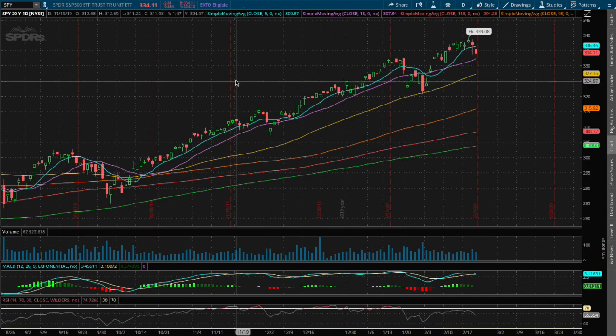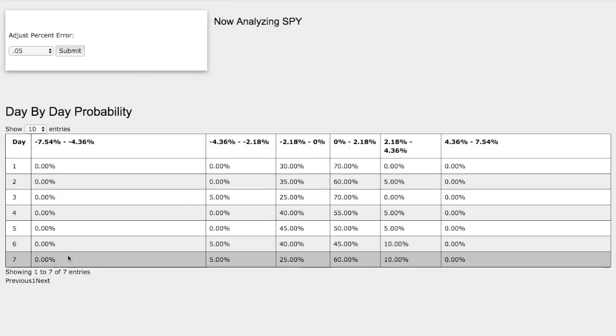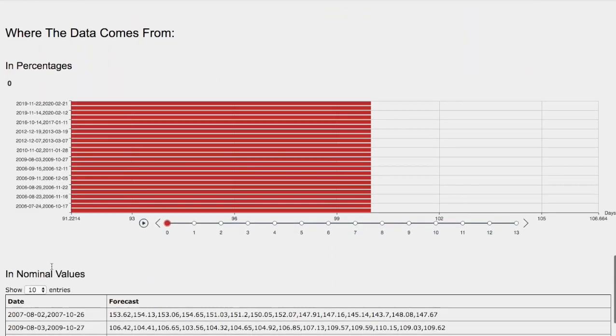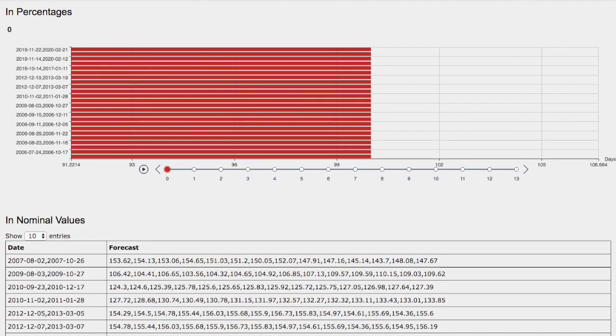of years, we'll be going over the S&P 500, ETF ticker symbol SPY. In this video, we'll be going over the day-by-day probability model, how we find the models, and we'll go over the forecast model for the S&P 500.